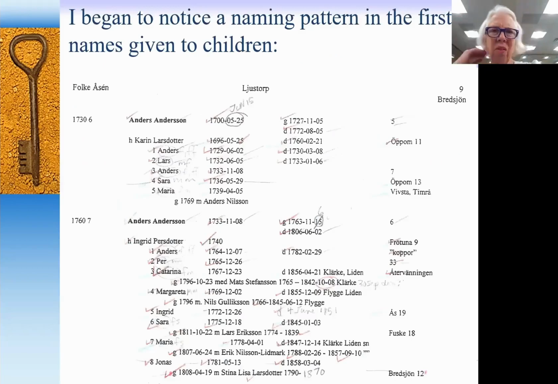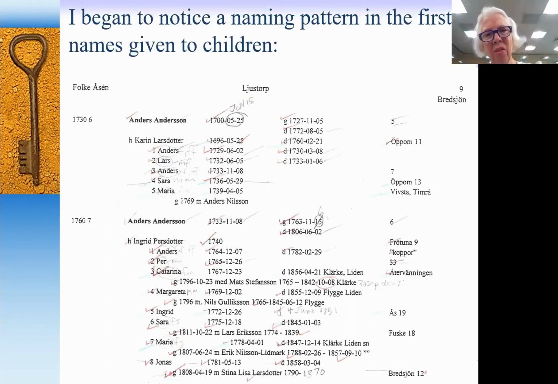As I was actually looking at the research pages, I began to notice some kind of a naming pattern. So you can see on this page 9 in Bredsfjord, Sweden, that we have Anders Andersson, and we know his surname. From his surname Andersson, we know that his father was named Anders. Well, if you look at his first son is also named Anders. So his first son is named after his father, but he's also named after his grandfather. And then the second son, he has the name Lars, which you can see from the wife Karin Larsdotter's name. He's named after his mother's father.